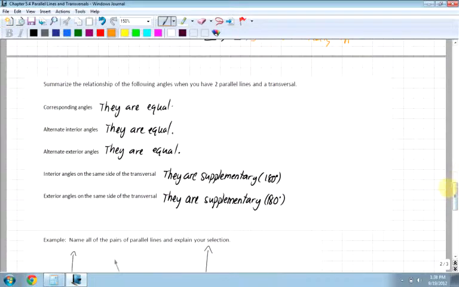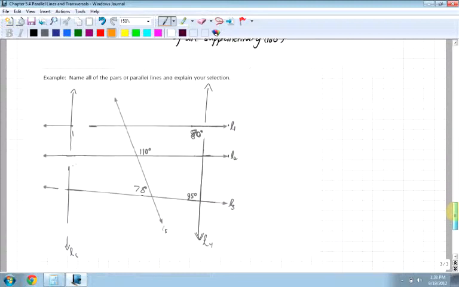Alright, so here's a summary. Corresponding angles are equal. Alternate interior angles are equal. Alternate exterior angles are equal. And the only two that are supplementary are interior angles on the same side of a transversal and exterior angles on the same side of a transversal. So really, really easy to remember. There's only two that are supplementary and the rest of them are equal. Corresponding is maybe the only one that's really difficult to remember for some reason.